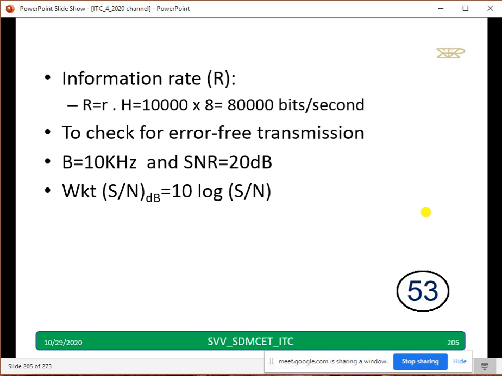R equal to information rate, 80K you can write, and B is given 10 kilohertz, SNR is 20 dB, and also we know that S by N in terms of dB is 10 log S by N, so that you can calculate S by N also whenever needed.